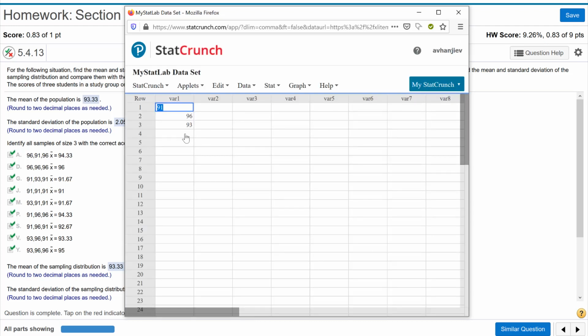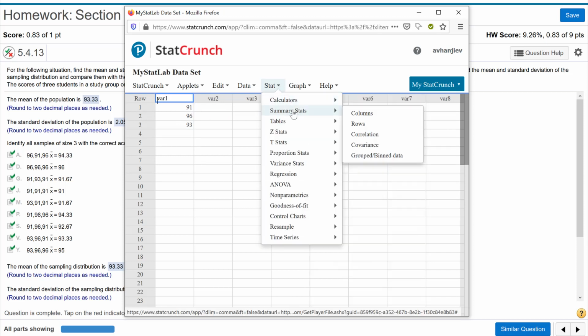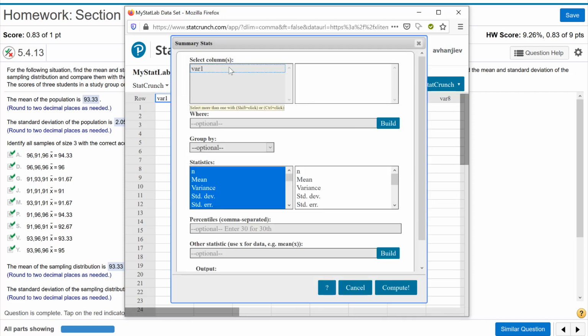Hopefully you guys have used this before. So what we want to do is we want to go to Stats. We'll want to go to summary stats, and we're going to use a column because we're going to use this column here to get stuff. We're going to get a summary. So the column that we choose, because there's only one column here, is variable 1.